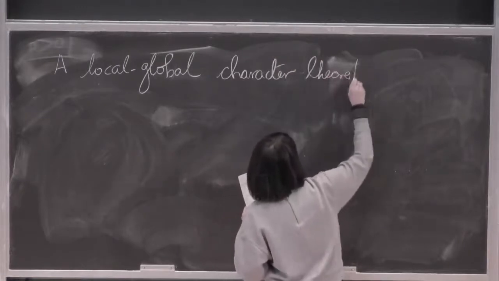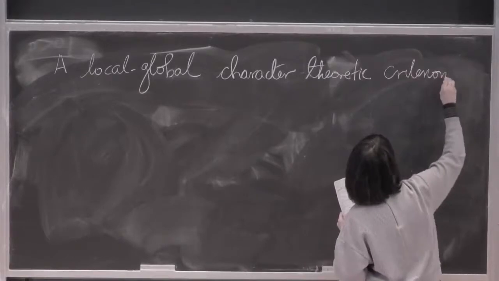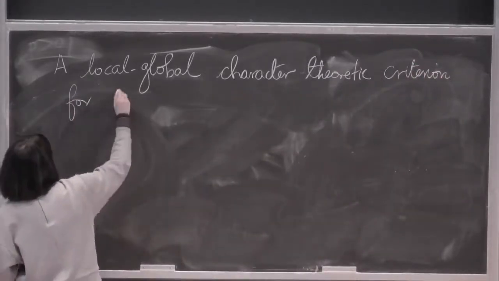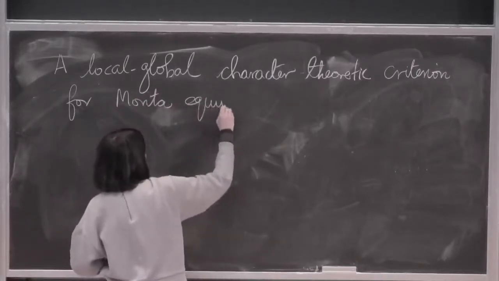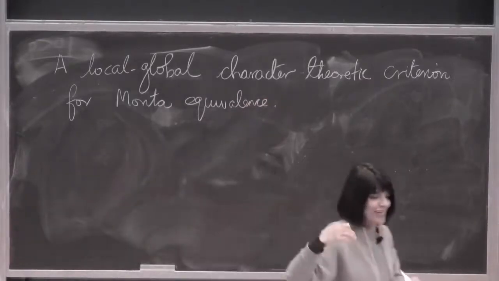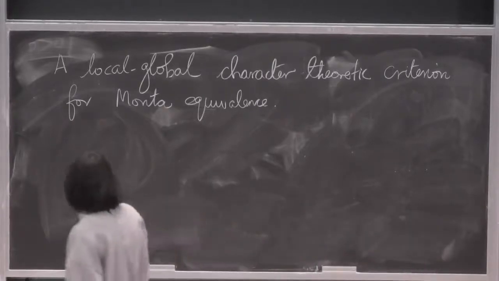So it's a local-global character theoretic criterion for a Morita equivalence. Actually, this does not really deserve such a grand title, but I'm just saying it because I want to say that everything works together. Okay, so you want to use all aspects of this picture when you're doing block theory. Okay, so what is the setup here?